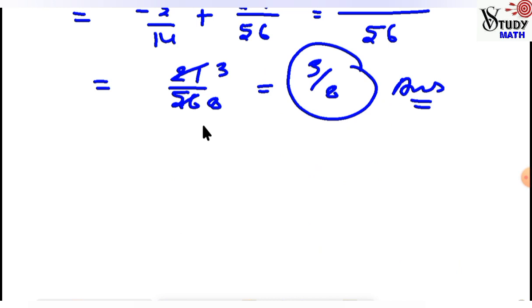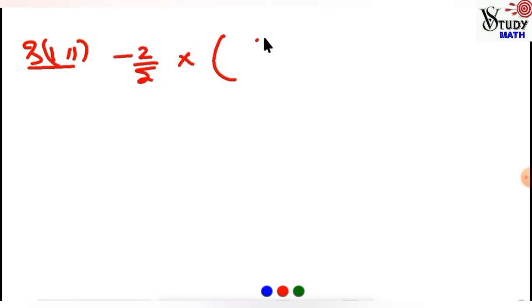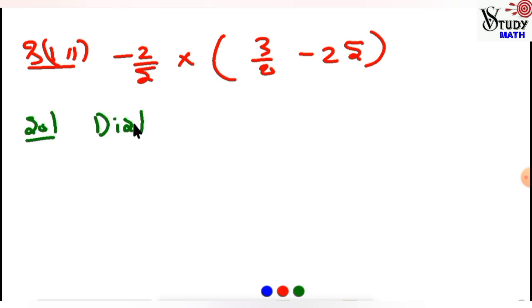Let's move to the next problem. Our next problem is question 8, problem number 3, and given here is negative 2 by 5 multiplied by 3 by 8 minus 25. So here we have to tell the name of the property first. So my dear students, distributive property.